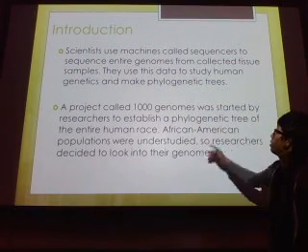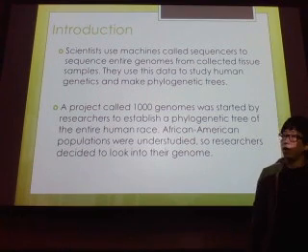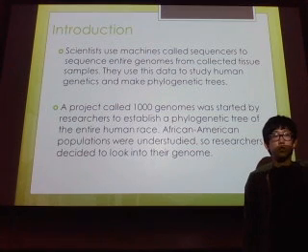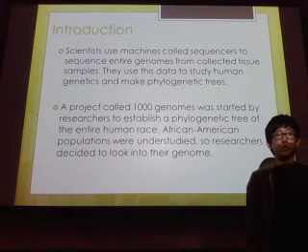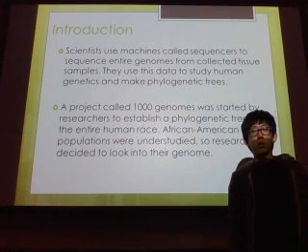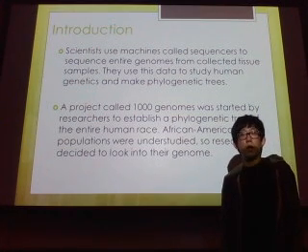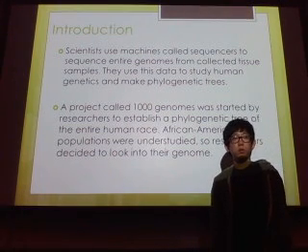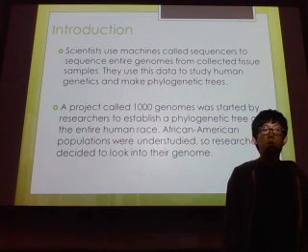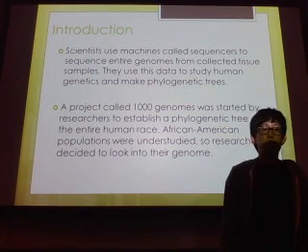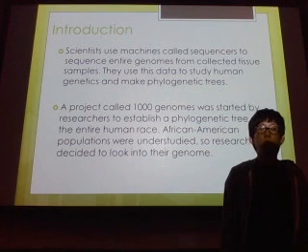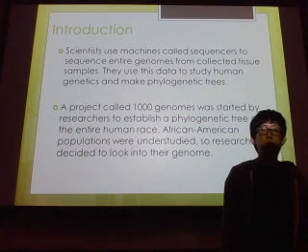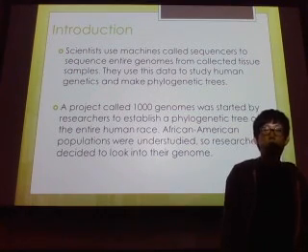Here is how scientists study human genetics and make phylogenetic trees. Scientists use machines called sequencers to sequence entire genomes from collected tissue samples. And a project called 1000 Genomes was started by researchers to establish a phylogenetic tree of the entire human race. African American populations were not studied enough, so researchers decided to look into their genome.